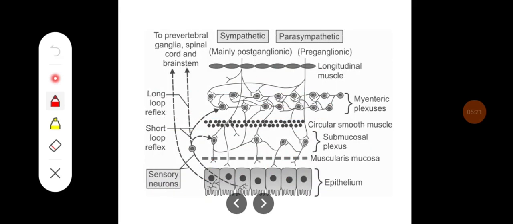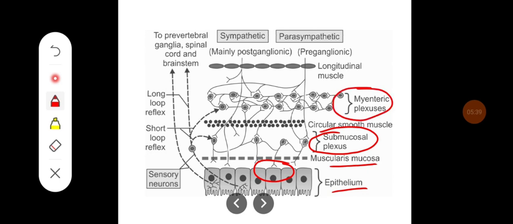So this is a diagram showing the different layers, that is epithelium, muscularis mucosa, submucosal plexuses, that is mucinous plexuses, which mainly help in the glandular secretion, whereas the myenteric plexuses, which are present between the two layers of muscle fibers, stimulation of which is going to increase the contraction and peristalsis. Usually they are supplied by sympathetic and parasympathetic.